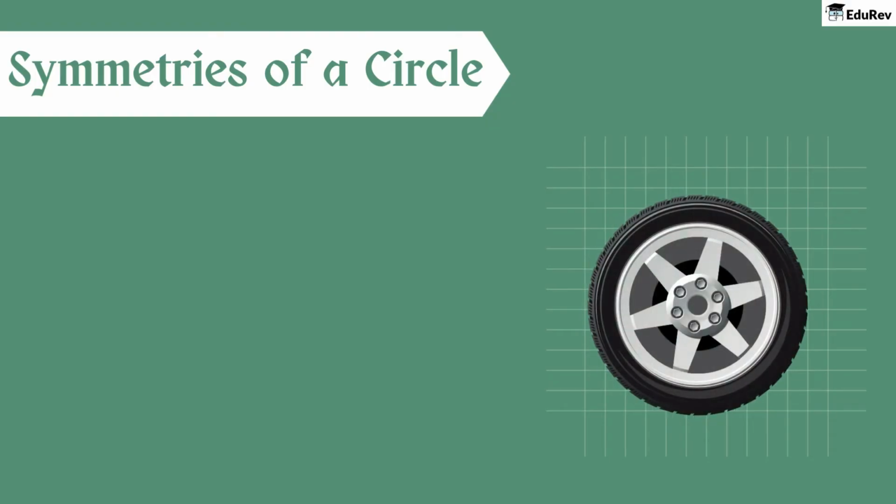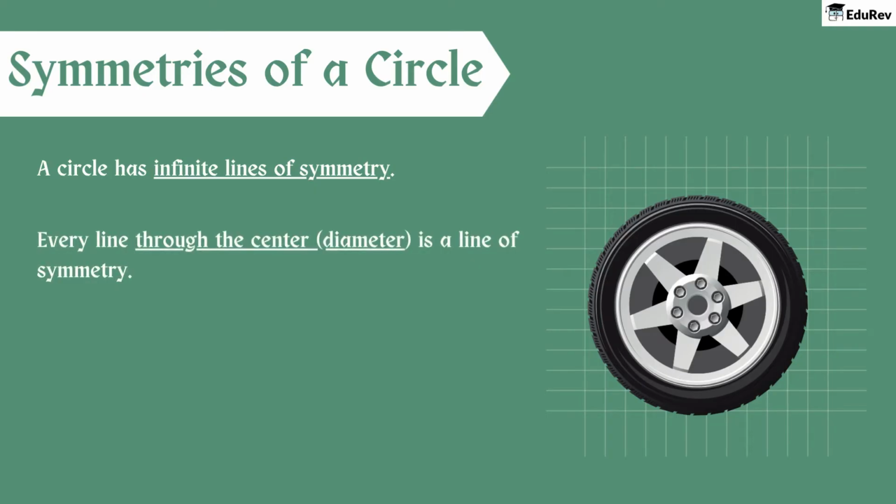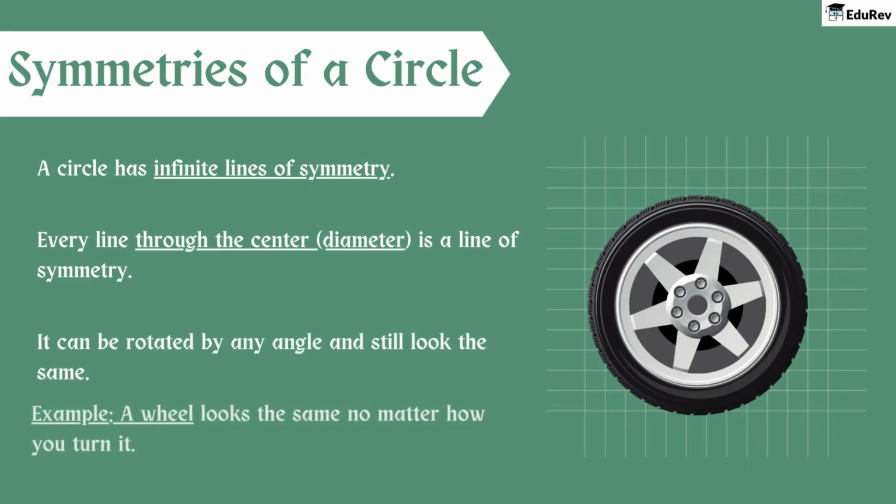Symmetries of a circle. A circle has infinite lines of symmetry. Every line through the center, a diameter, is a line of symmetry. It can be rotated by any angle and still look the same. Example: a wheel looks the same no matter how you turn it. In this video, you learned about symmetries, lines of symmetry in various shapes, and many other concepts.